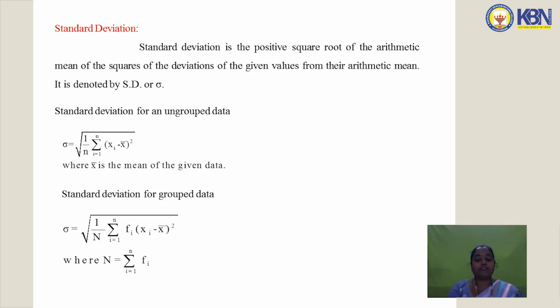If we want to calculate standard deviation for discrete or continuous series, then sigma is equal to square root of 1 by N summation fi (xi minus x bar) whole square, where N denotes total frequency.